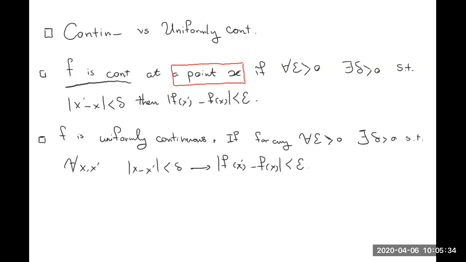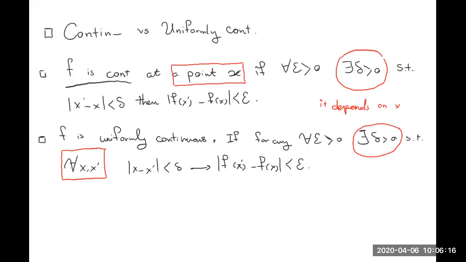epsilon. So the thing to note is that in the first definition, the definition depends on the point x. The important thing about the second one is that this definition is independent of the given point x. It should work for any x and x prime, which means the delta we are going to choose in the first definition depends on x. In the second definition, this delta should be independent of x.